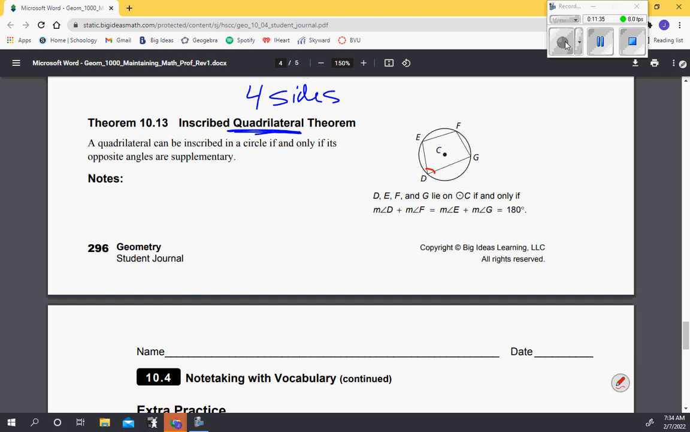So D, what's opposite of D in this case? F. They have to be supplementary. D plus F equals 180. Same with E and G. Okay? They have to equal 180. I can prove this in GeoGebra.